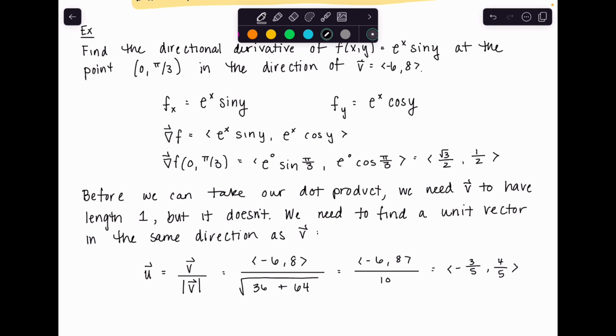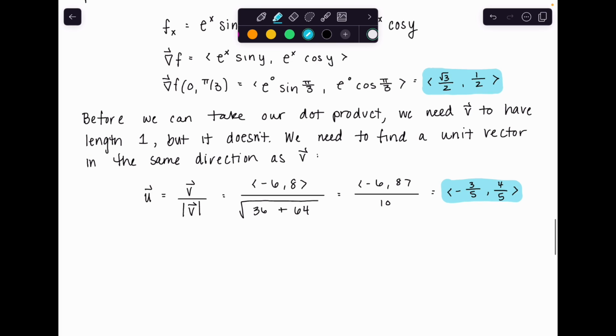So we have our gradient vector at that specific point. We have our direction vector that is unit. I'm just going to dot product these two to find the directional derivative. So the directional derivative is the following.